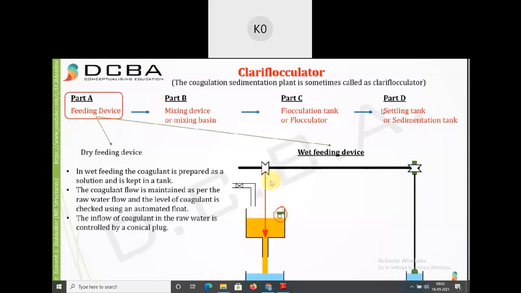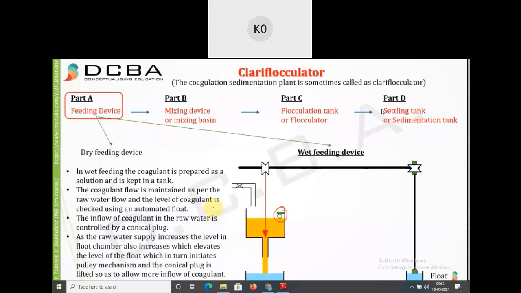The inflow of coagulant in the raw water is controlled by a conical plug. So the flow of this coagulant inside the water is controlled by this conical plug. As the raw water supply increases, the level in the float chamber also increases, which elevates the level of the float, which in turn initiates the pulley mechanism, and the conical plug is lifted so as to allow more inflow of coagulant. So this is nothing but the same thing which I explained to you previously.